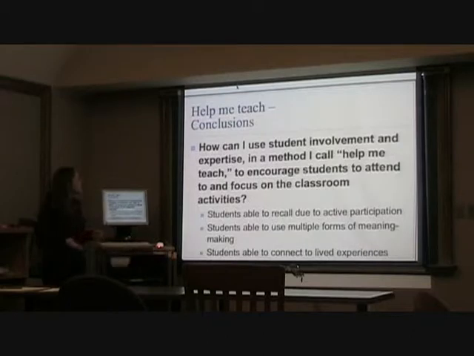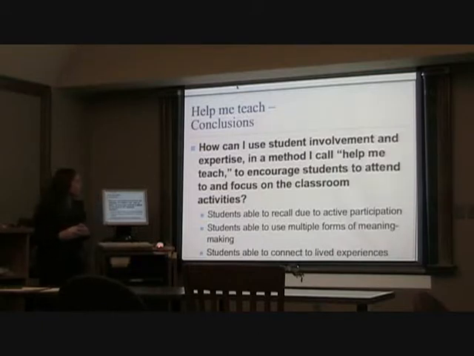So to come to some conclusions about the effectiveness and use of Help Me Teach, students were able to recall a lot more due to their active participation and these different ways of helping me teach: participating in either the role plays or the acting out of the story. And also students were able to use multiple forms of meaning making.